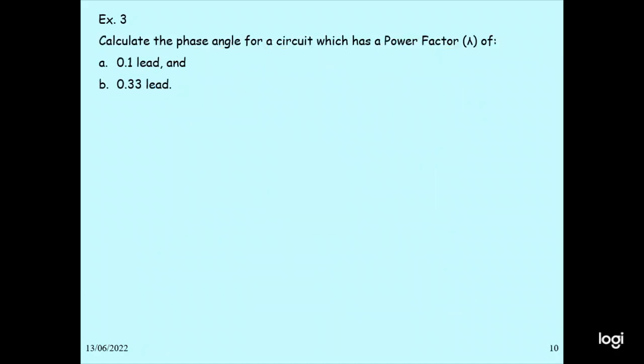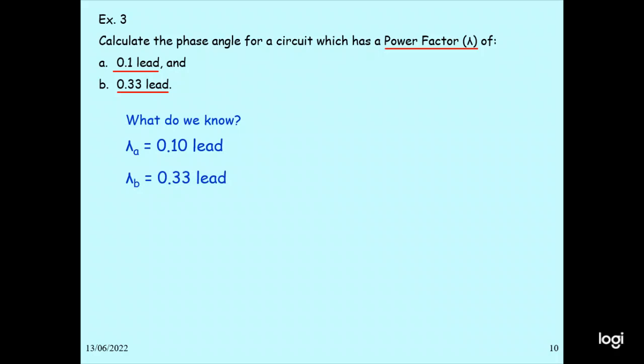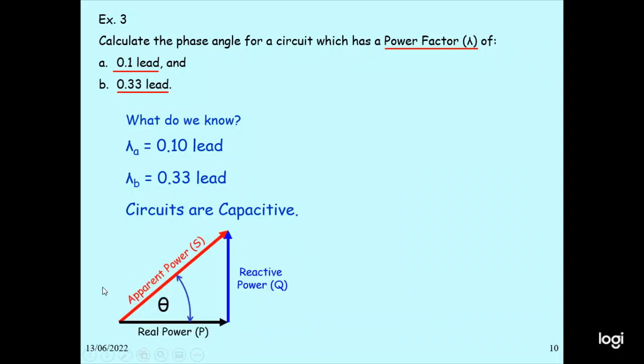Calculate the phase angle for the circuit which has a power factor of 0.1 leading and 0.33 leading. So in this case, what do we know? The power factor values are given, 0.1 leading and 0.33 leading. The circuits are capacitive. We have apparent power, reactive power, and real power. So what do we want to know?